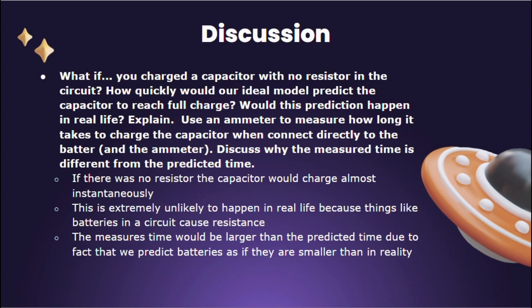Additionally, the measured time would be larger than the predicted due to the fact that we predict batteries as if they're smaller than in reality. Essentially, charge still has to move through batteries, but in prediction models, they're usually treated as a point or smaller than they truly are.